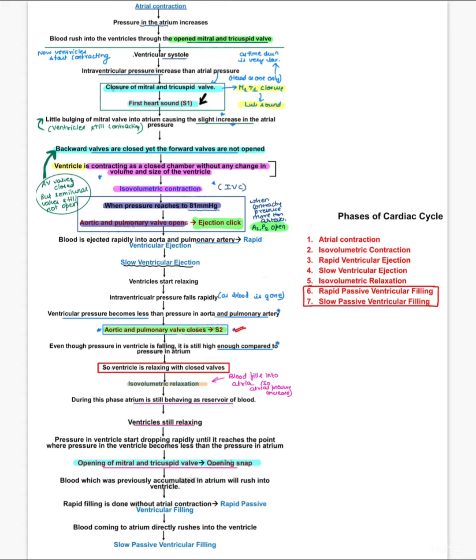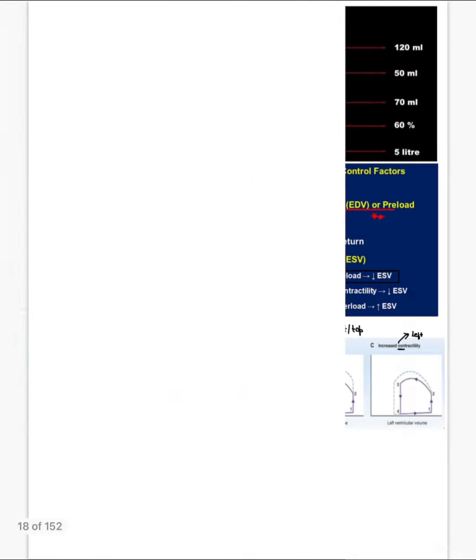Now the ventricle is relaxing as a closed chamber, because the blood is going to the atrium but not coming to the ventricle since the valves are closed. That is your isovolumetric relaxation. When the pressure decreases, the valve will open and blood will come down. So this was about your cycle. We have first of all atrial contraction, then isovolumetric contraction, then rapid ventricular ejection, then slow ventricular ejection, isovolumetric relaxation, rapid passive filling, slow passive filling.